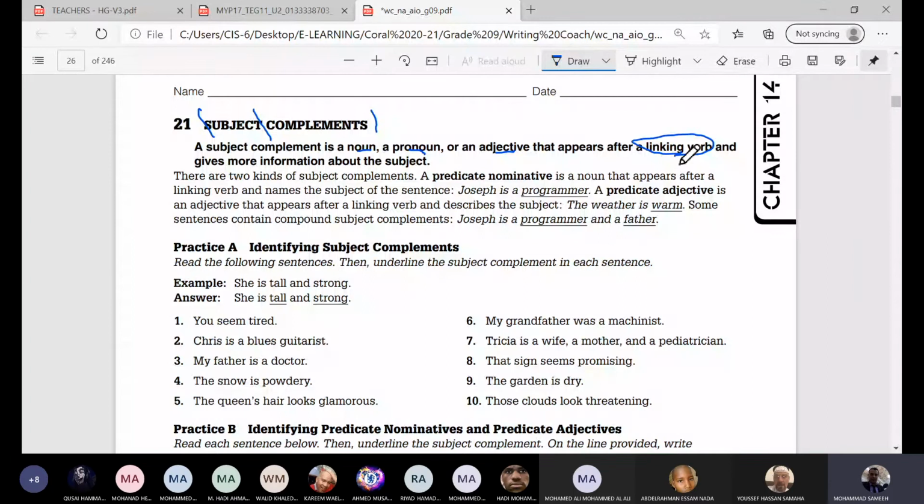PN, PA. Predicate nominatives, Mister, can you hear me now? Predicate adjectives, Mister. Yes, I can. Who is it? Oh, okay. Sorry, my mic was not working. It's me, Majdi, Mister. Okay, Majdi, no problem.